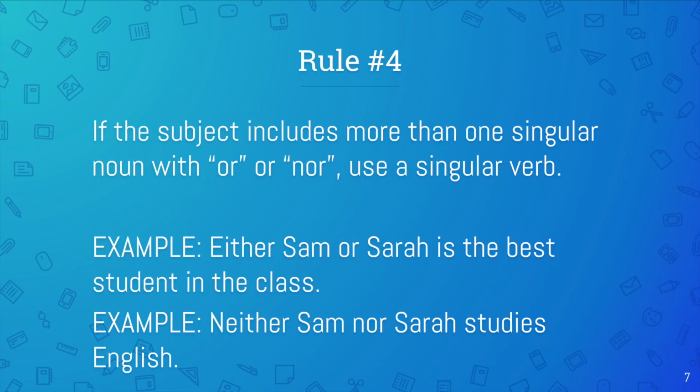However, if the subject includes more than one singular noun and it has or nor, you want to use a singular verb. For example, either Sam or Sarah is the best student in the class. Or is different than and because with and, it's like including everything or all of the things listed. With or, it's like saying you're only choosing one option.